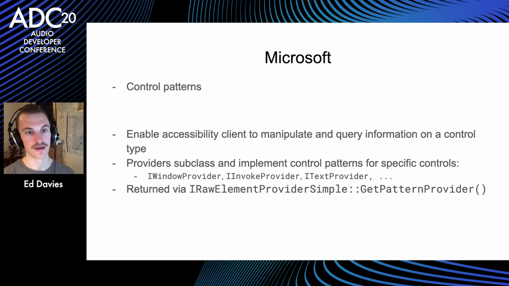And these are returned via the IRawElementProviderSimple GetPatternProvider method, which is just going to return an unknown pointer to one of these subclasses that you need to implement.